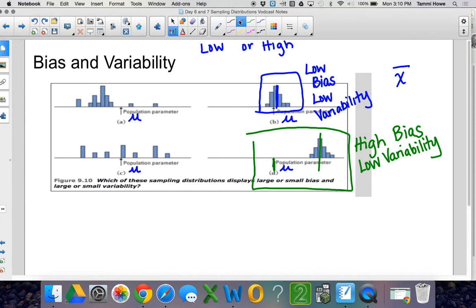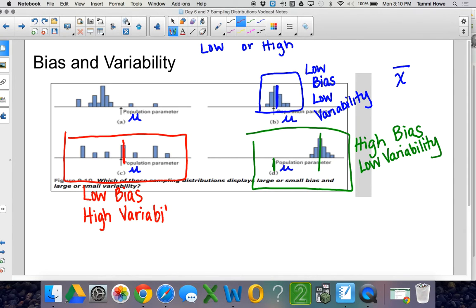Okay, so let's go over here on the left-hand side. I have this one right here. It looks like the middle of this distribution is fairly close to that population parameter. So I would call this one low bias. But look how spread out all those values are. They're not as compact as the ones on the right-hand side. So this one's called high variability.